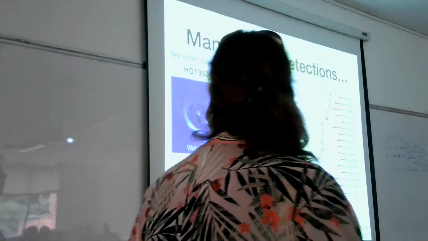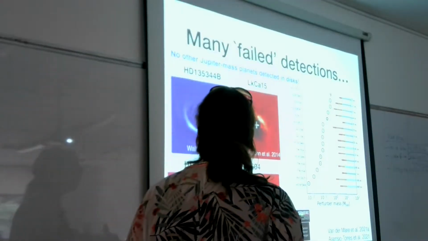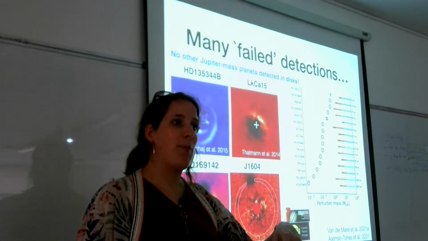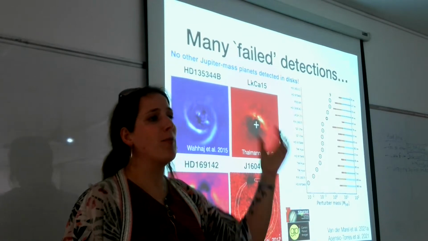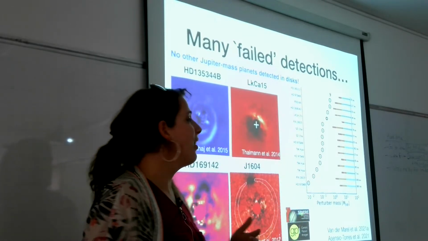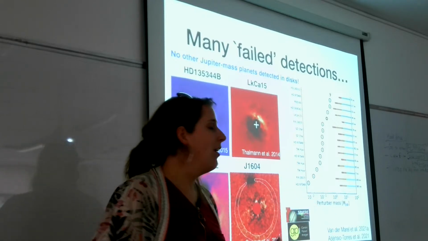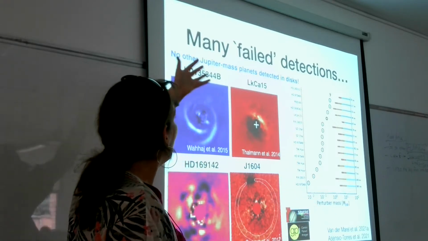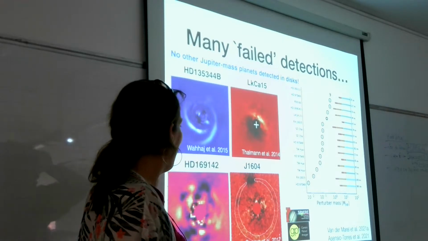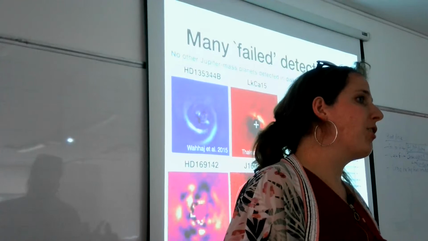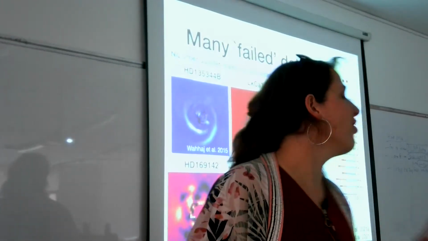If you go to the literature, you will see many more claims of protoplanets. And often one or two years later, there's another paper using the same data set or maybe doing a follow-up observation, and then that blob is no longer there. So I call those failed detections. And essentially, other than PDS-70 and AB Aurigae, there are no other confirmed protoplanets in the cavities today.